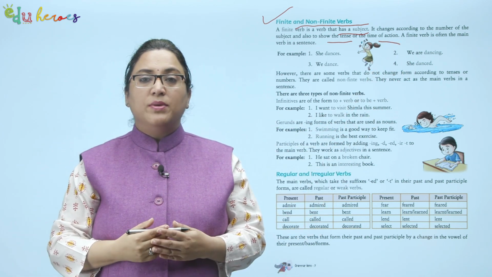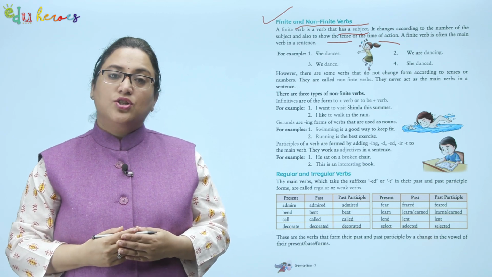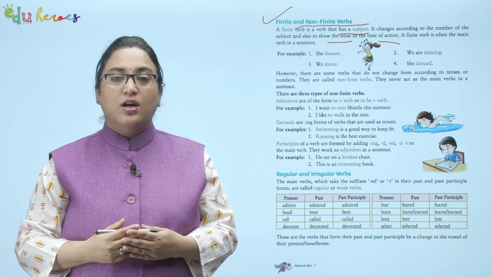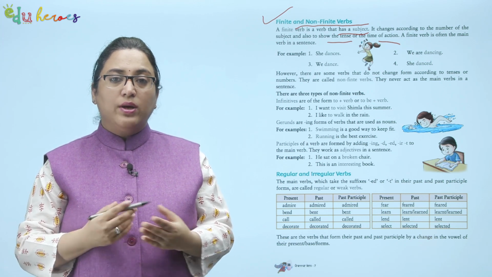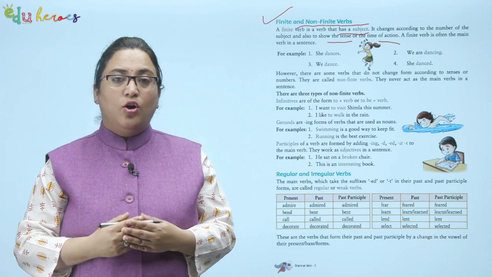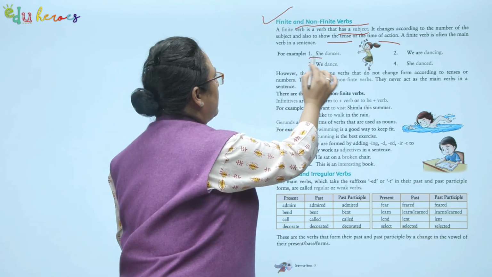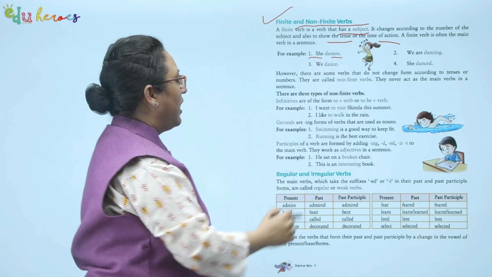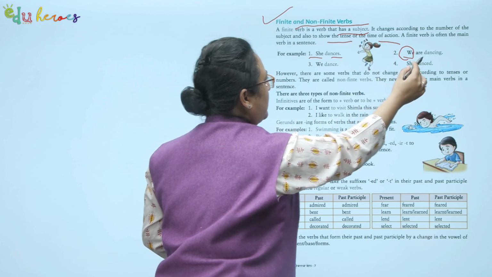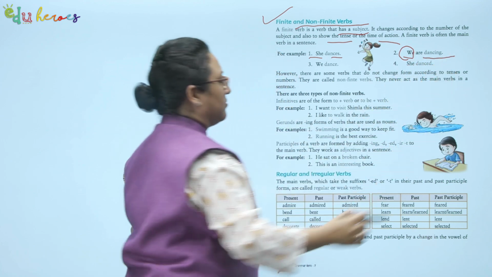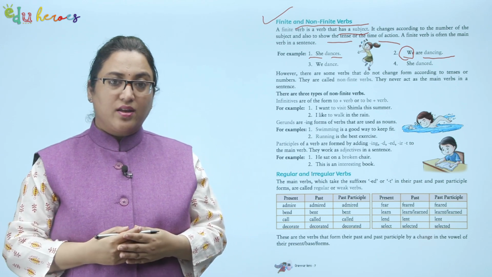A finite verb is often the main verb in a sentence, like she dances, we dance, we are dancing, she danced. Here, observe how it has changed according to the number of the subject. For example, she is singular, so she dances, and here the subject we is plural, so it changes to dance. But the base verb remains the same.